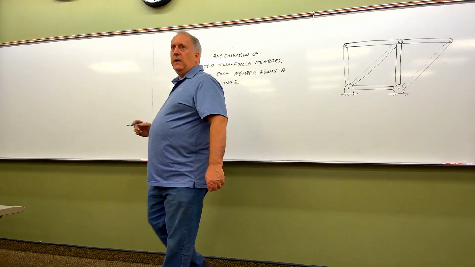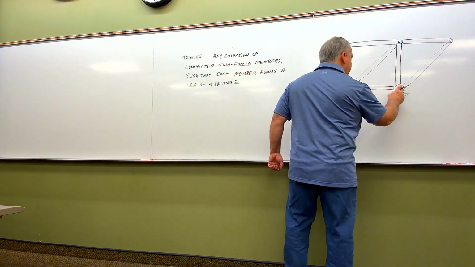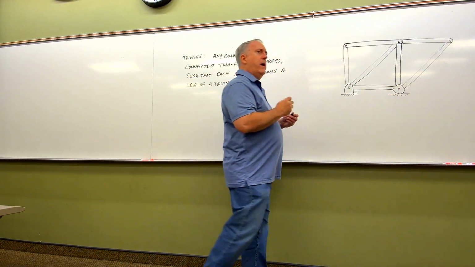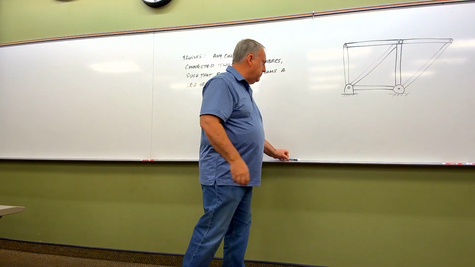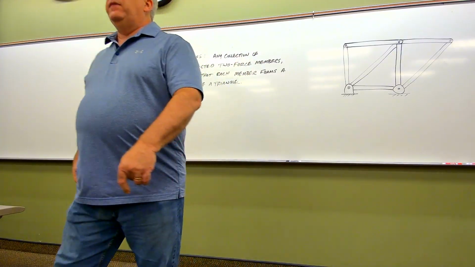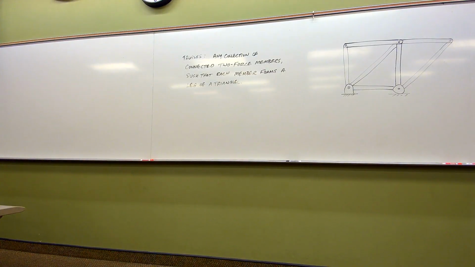Now, what you see right there, folks, is an example of the common way that we're going to show trusses being supported. Note that the common way always involves one pin connection and one roller connection.